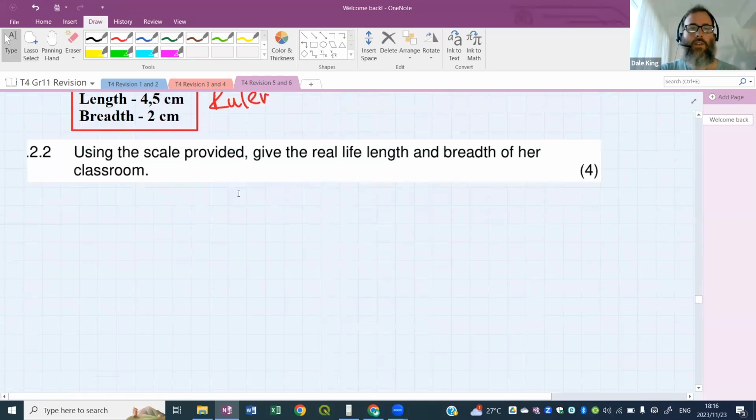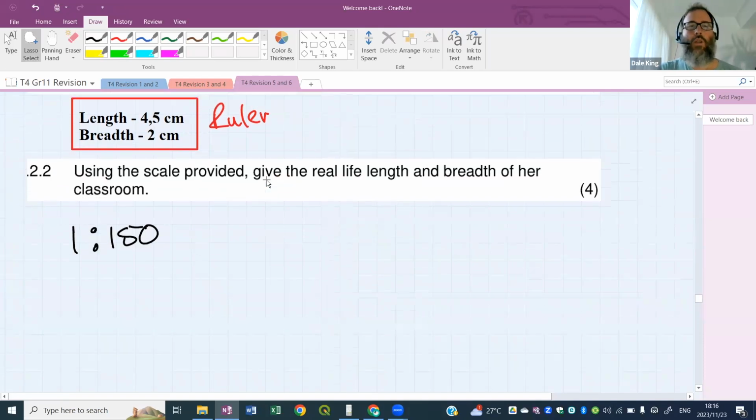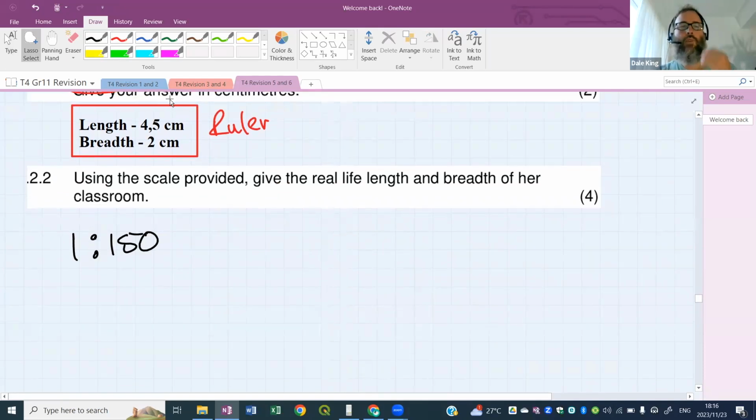So this is the scale here. 1 is to 150. We need to use this scale and our measurements to work out the real life length and breadth of a classroom. Who can help me with this one?